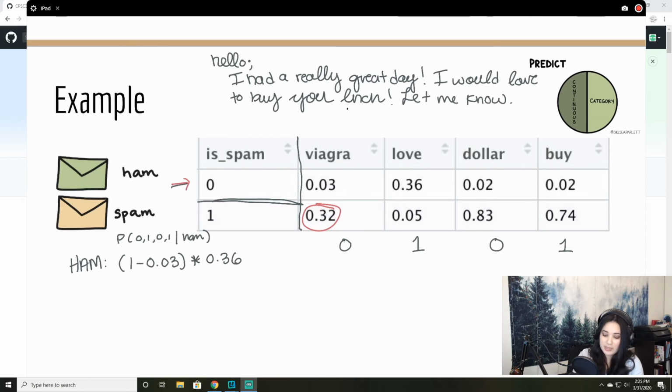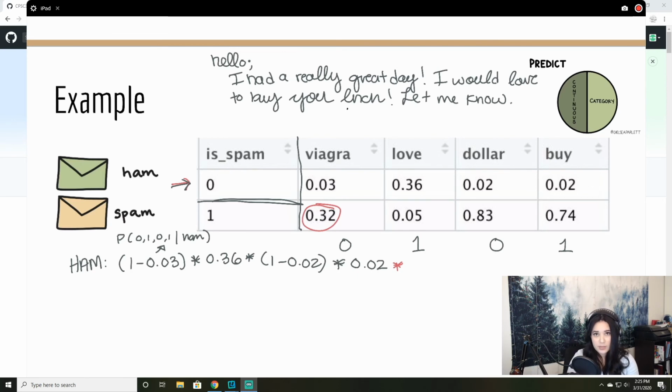And remember, I'm looking at this top row over here because we're only right now looking at ham emails. Times the probability of not seeing the word dollar, and that's going to be 1 minus 0.02. Times the probability of seeing the word buy, which is 0.02. So now I've calculated this probability of seeing the data given that I'm in the ham category. And the last thing I'm going to do is multiply by the probability of an email being a ham email in our database.